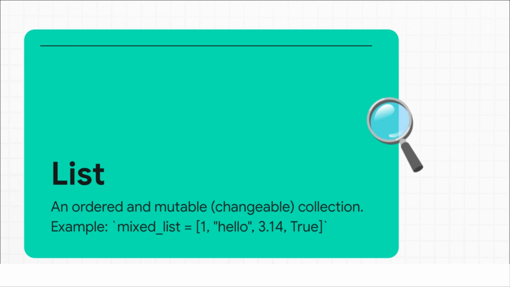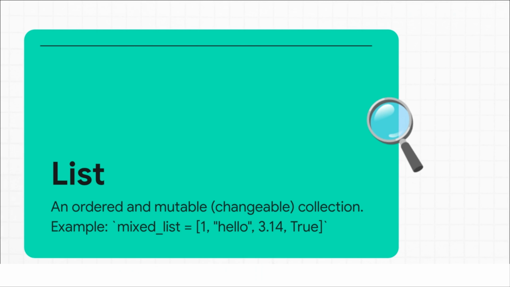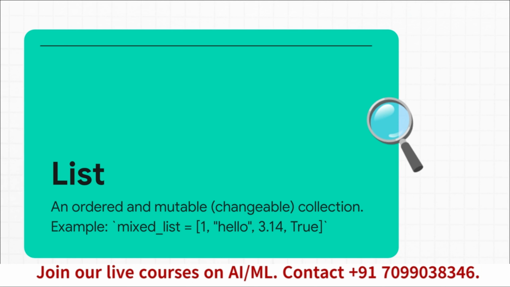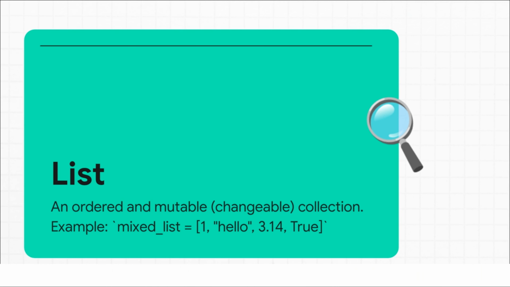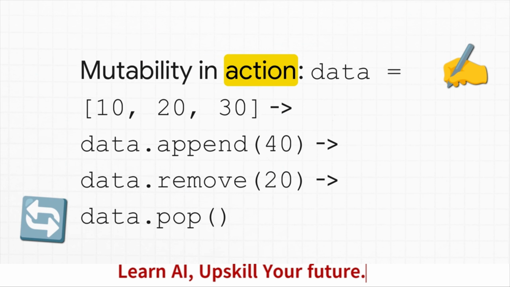So what exactly is a list? Well, it's an ordered collection. That means things stay in the exact order you put them in. And it's mutable. Now, that's just a fancy programmer word for changeable. You can add things, you can remove things, you can swap things out whenever you want. And just look at the example here. You can mix and match. We've got a number, some text, a decimal, a true-false value, all in one list. Now that is flexibility.